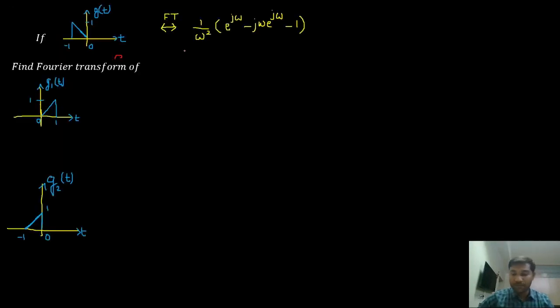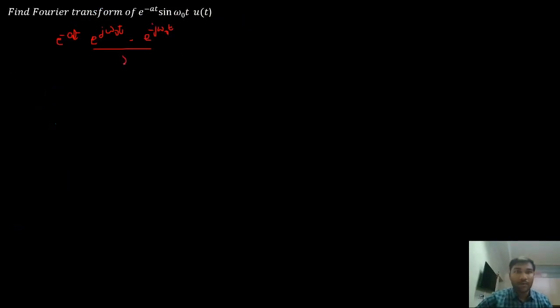Now let us find the Fourier transform for e power minus at sine omega naught t u of t. So I can write this function as e power minus at. Instead of sine omega naught t, I have e power j omega naught t minus e power minus j omega naught t divided by 2j into u of t, right?